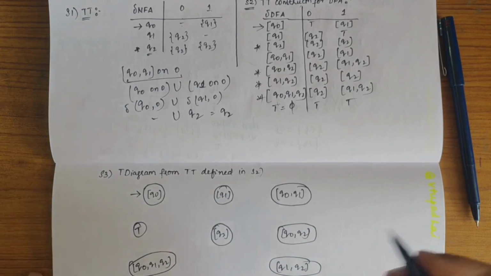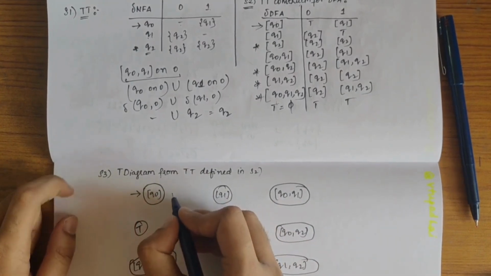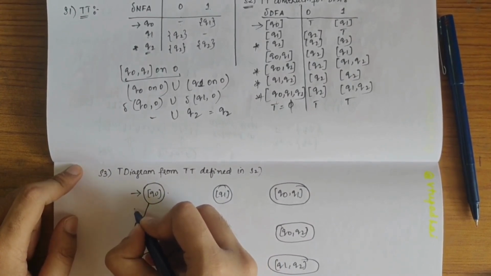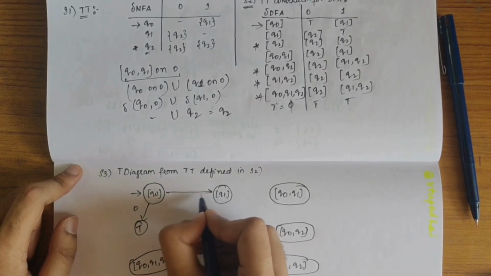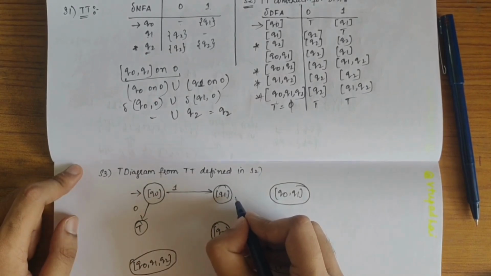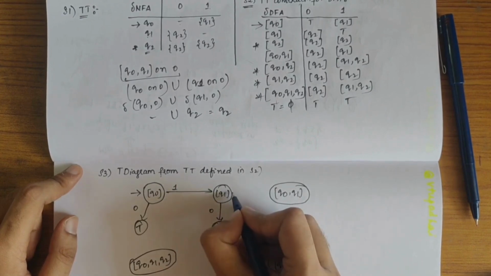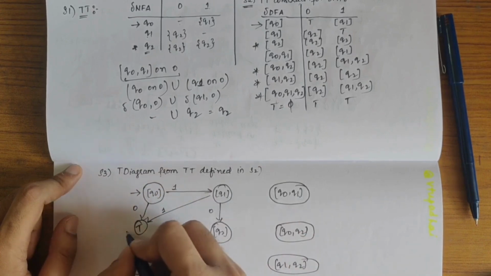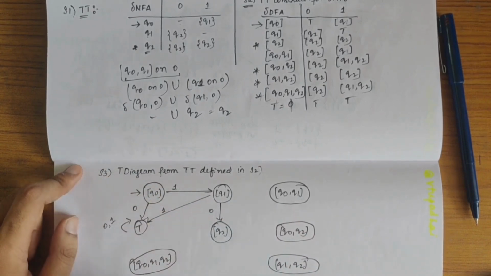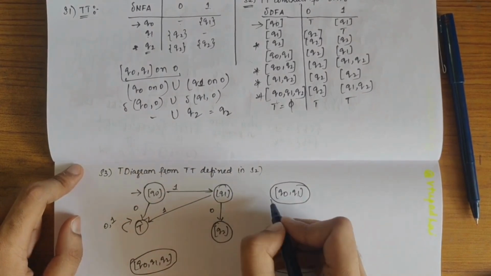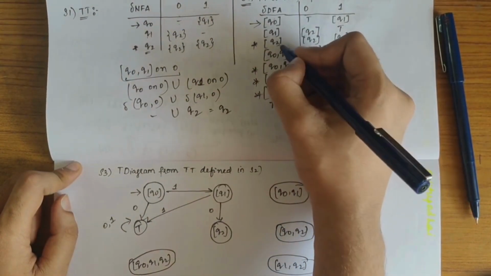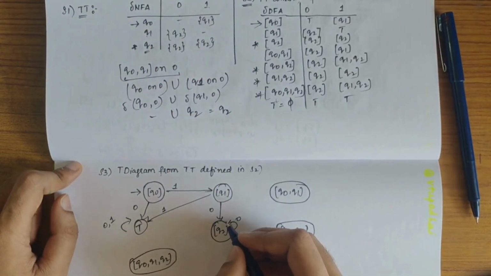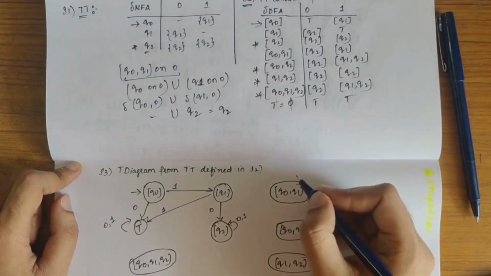So let's start filling the transitions. q0 on 0 gives t. q0 on 1 gives q1. q1 on 0 gives q2. And q1 on 1 gives t. And for t, always it is a self loop, we know, trap state. Then moving on to q2. q2 on 0 gives q2 itself. q2 on 1 also gives q2 itself. So here also 0, 1.